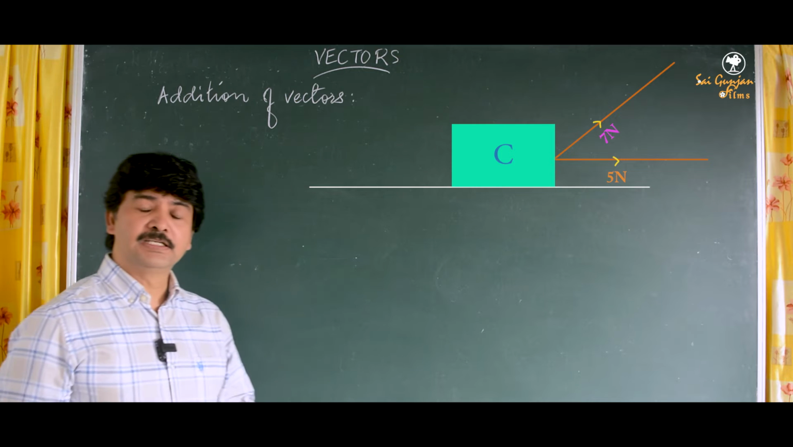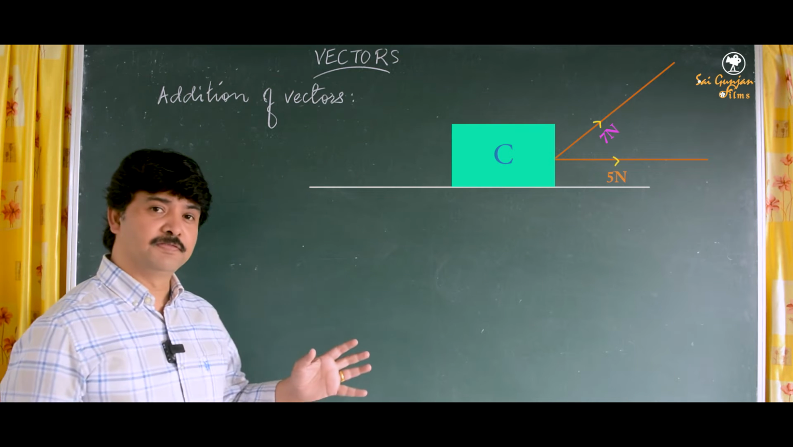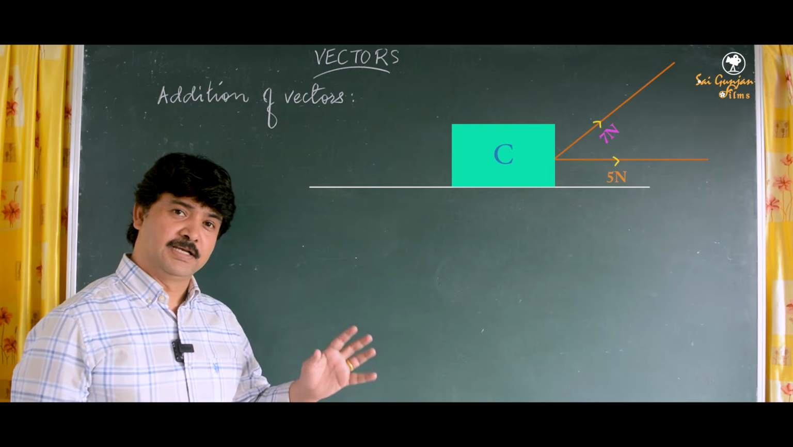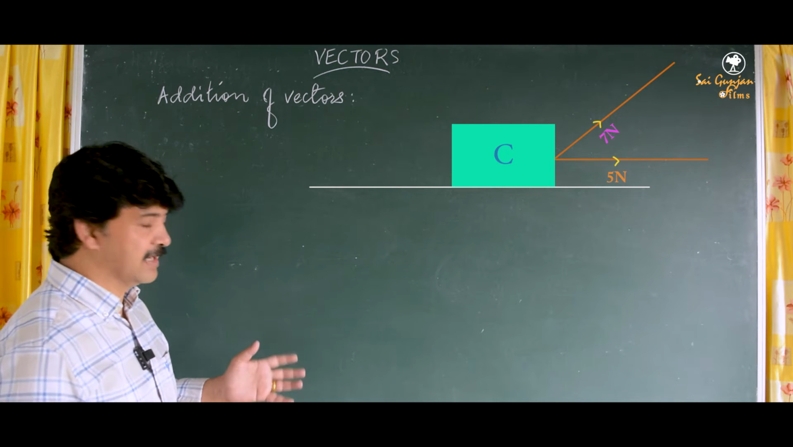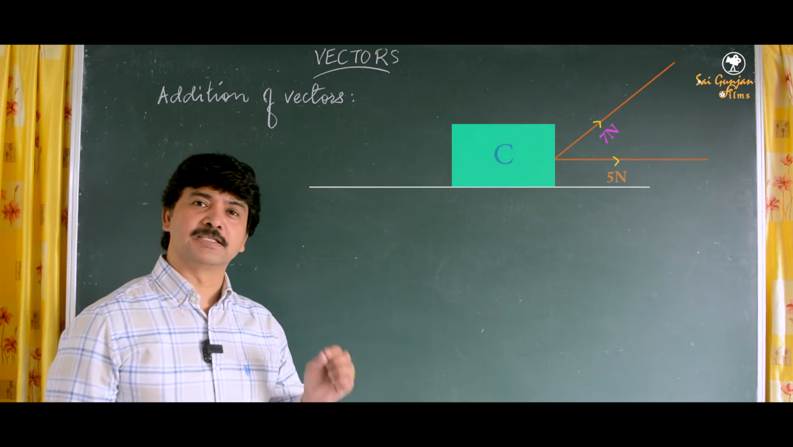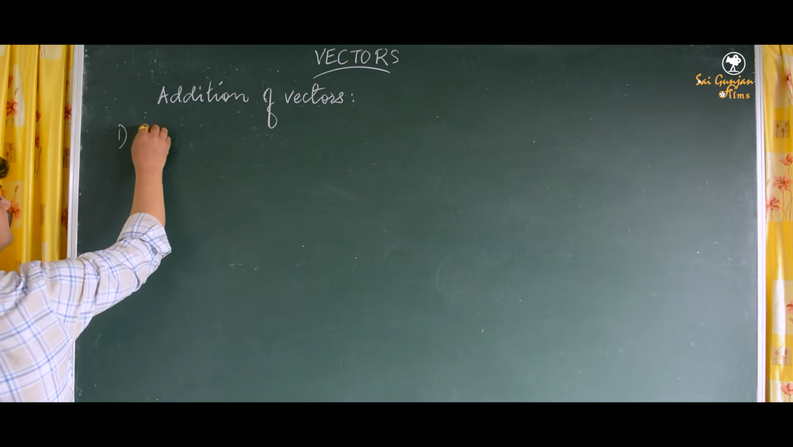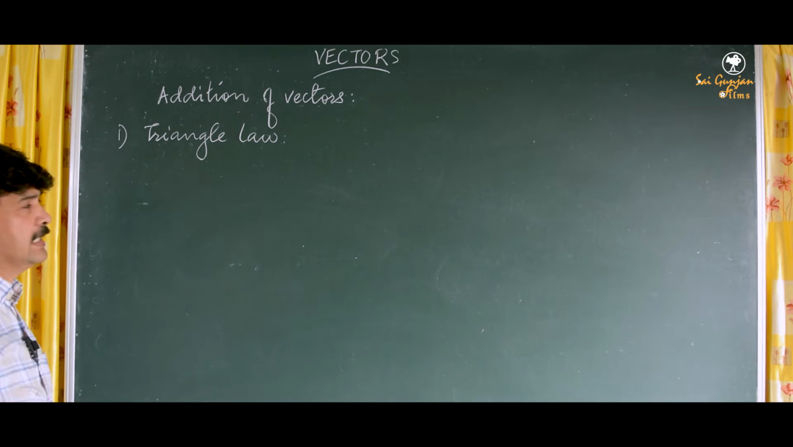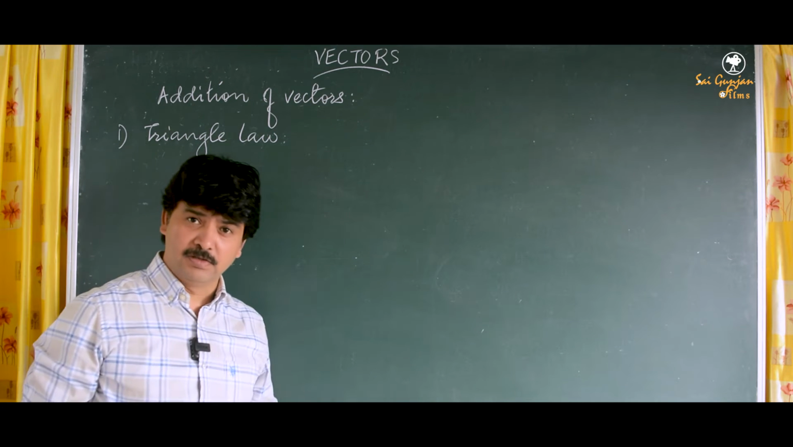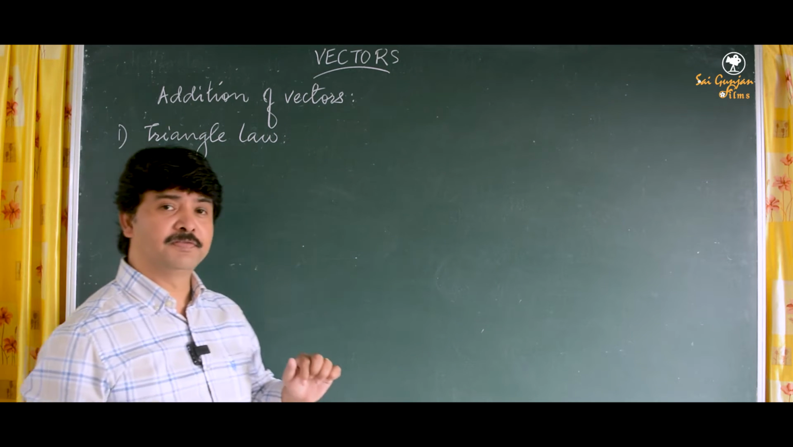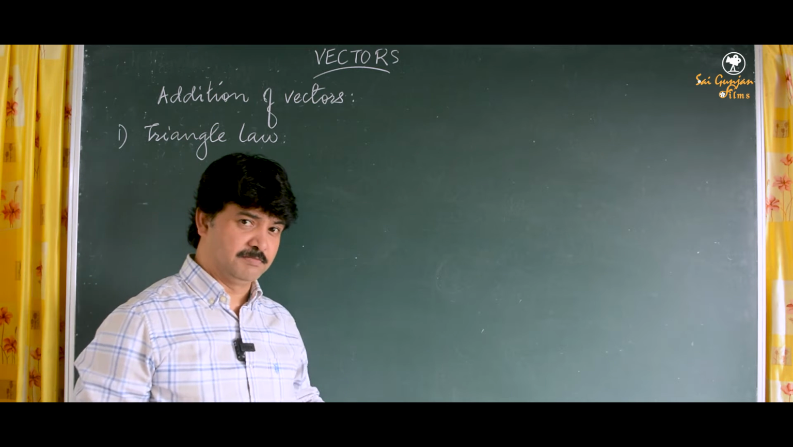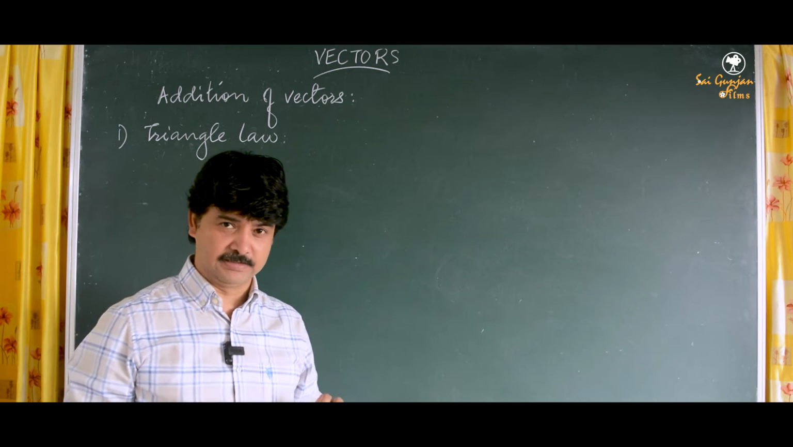So there comes the need of the laws. Actually there are two important laws by which we can find the resultant vector. Now, the first one is the triangle law. To understand this triangle law, we take the help of displacement, because you know displacement is also a vector.